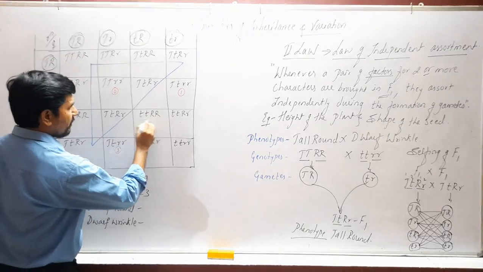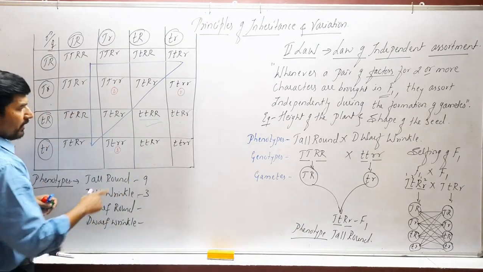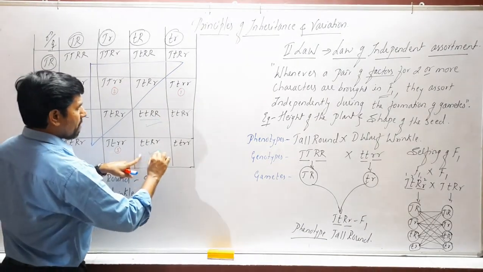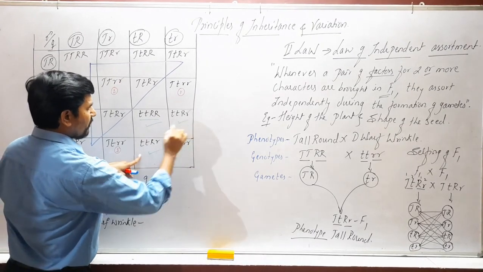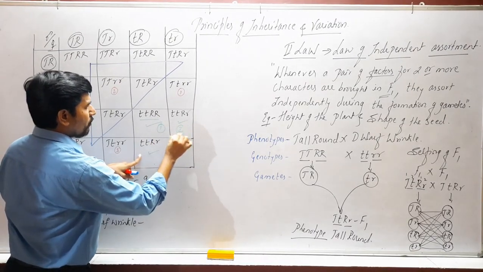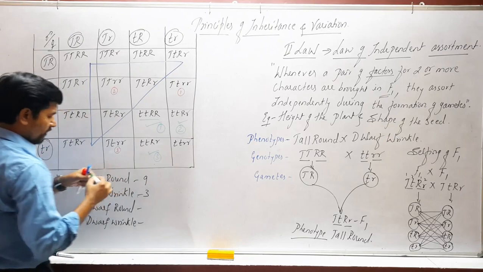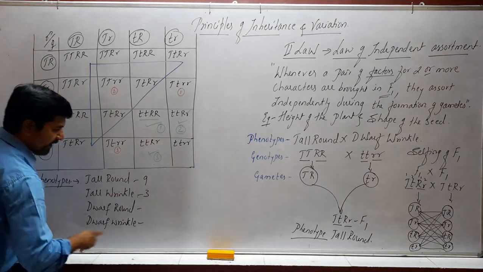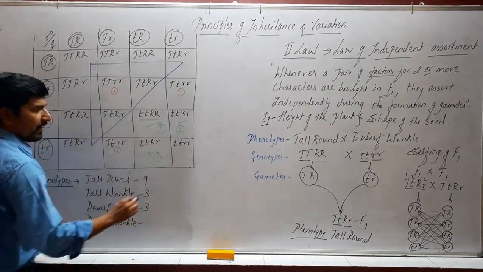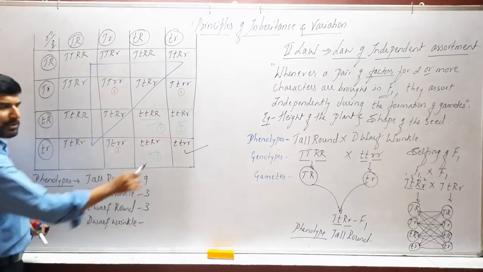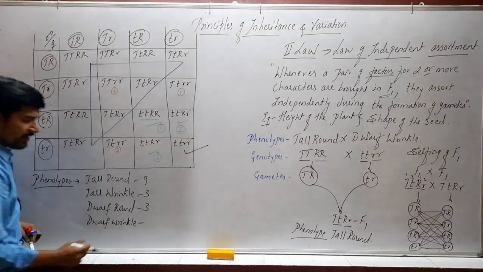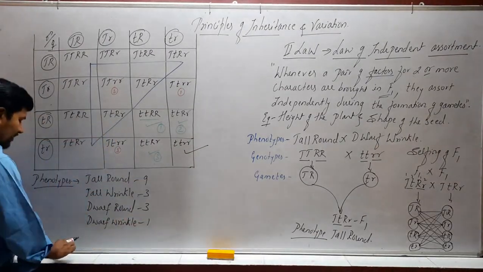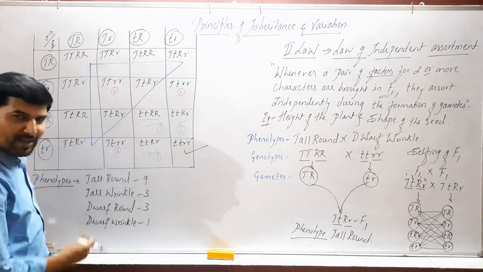This is 1, then this is second one, this is third one. So 1, 2, 3. So these are 3. So we are going to write 3 here. And last one, all small letters. It is dwarf and wrinkle. It is a 1. So what is the phenotypic ratio that we are going to write here?